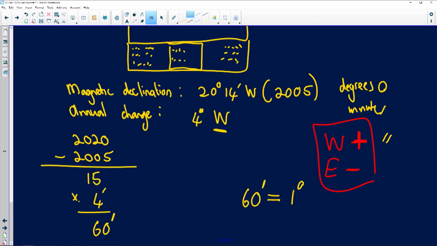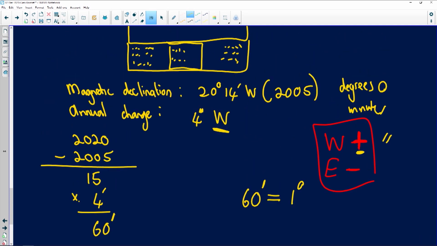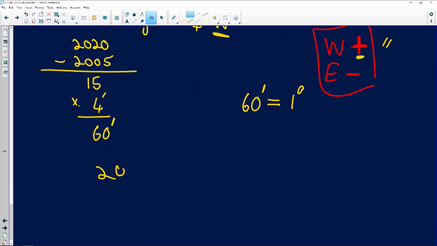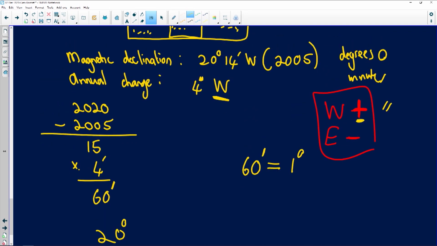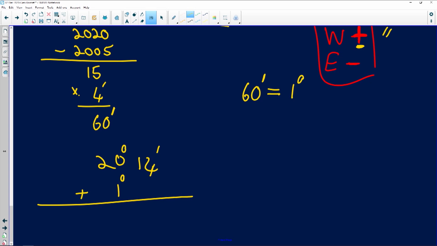Are you with me? 1 degree. And where did it move to? It moved west. So what are we going to do? We're going to add. So what do we say? 20 degrees, 14 minutes plus 1 degree. What's our final answer? 21 degrees, 14 minutes west.